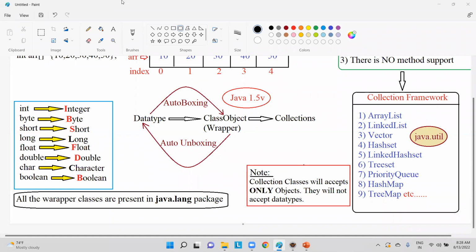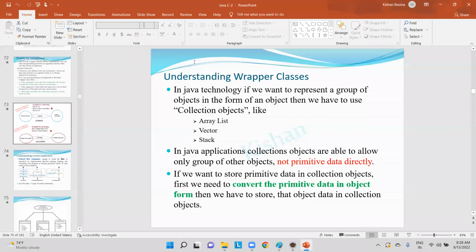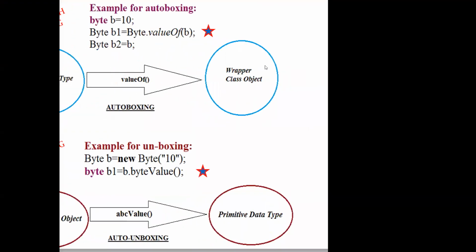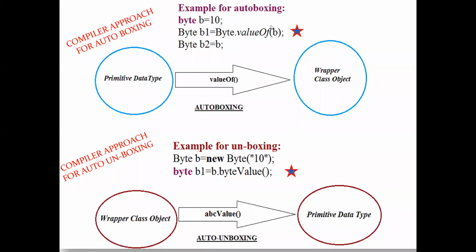So, guys, once again I am saying, typecasting is different. Autoboxing and auto unboxing is different. Am I clear with this? Do me a favor. First, can you please have this diagram for me?